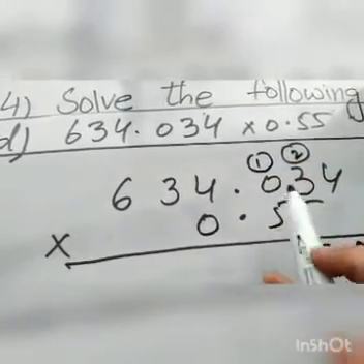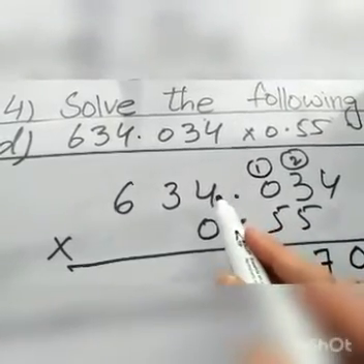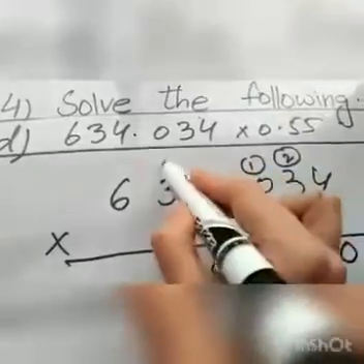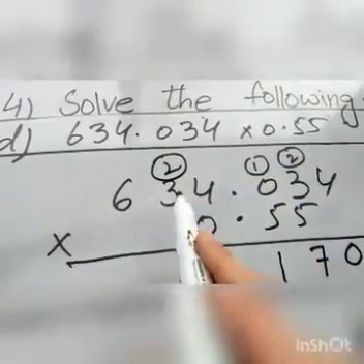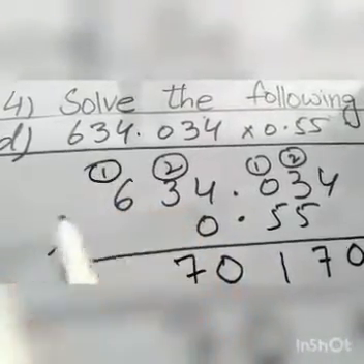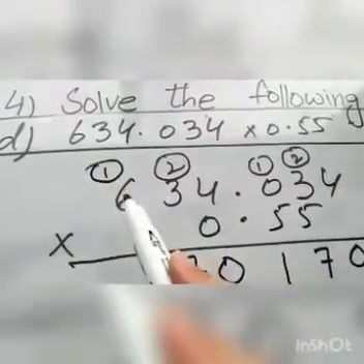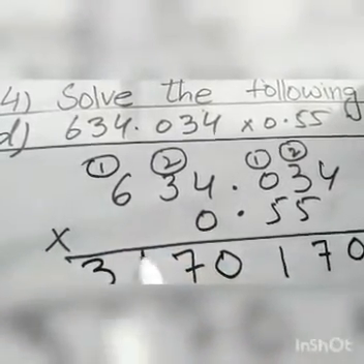5 0 times is equal to 0 plus 1 is equal to 1. 5 4 times is equal to 20, 2 carry over to the next. 5 3 times is equal to 15 plus 2 is equal to 17, 1 carry over to the next. 5 6 times is equal to 30 plus 1 is equal to 31.